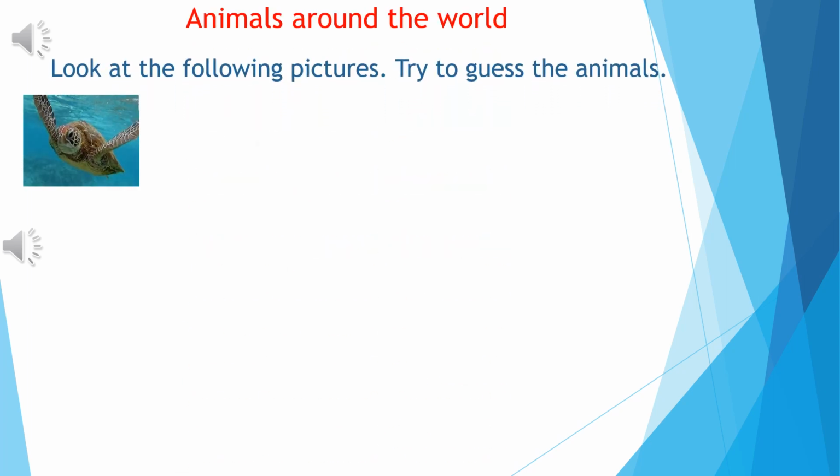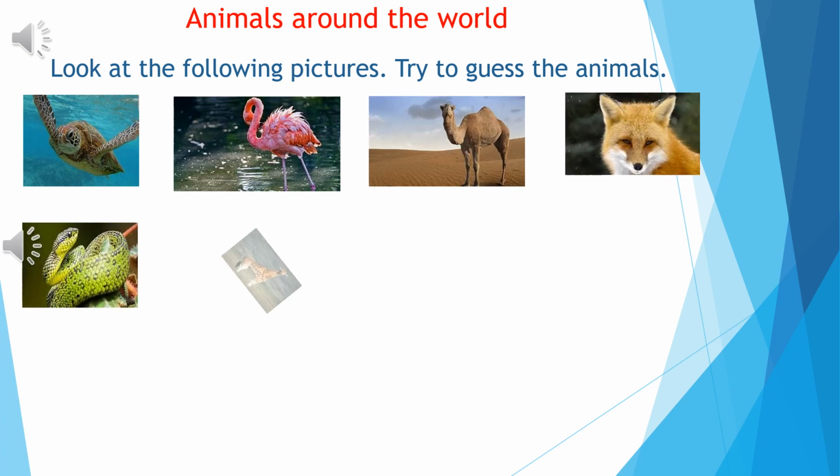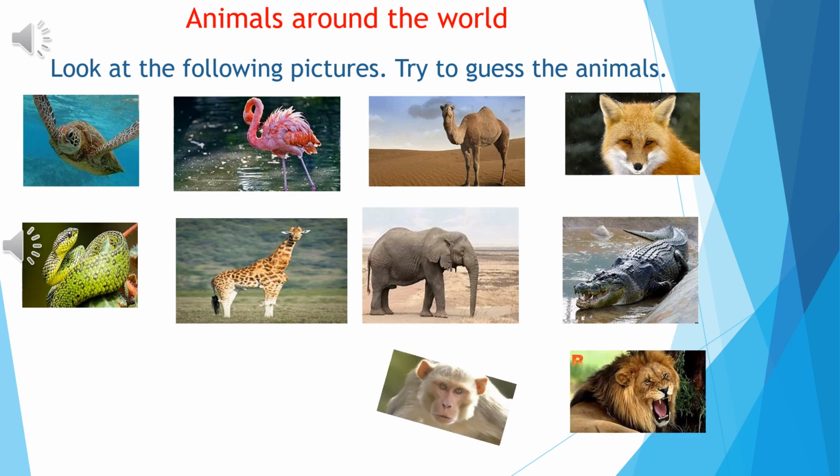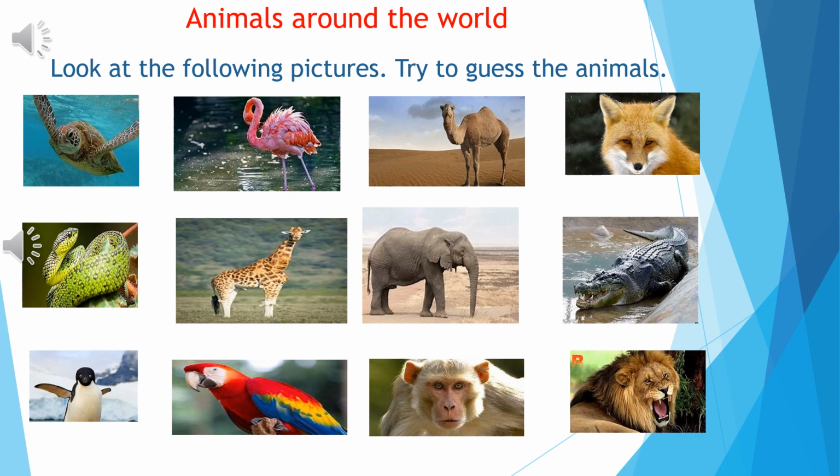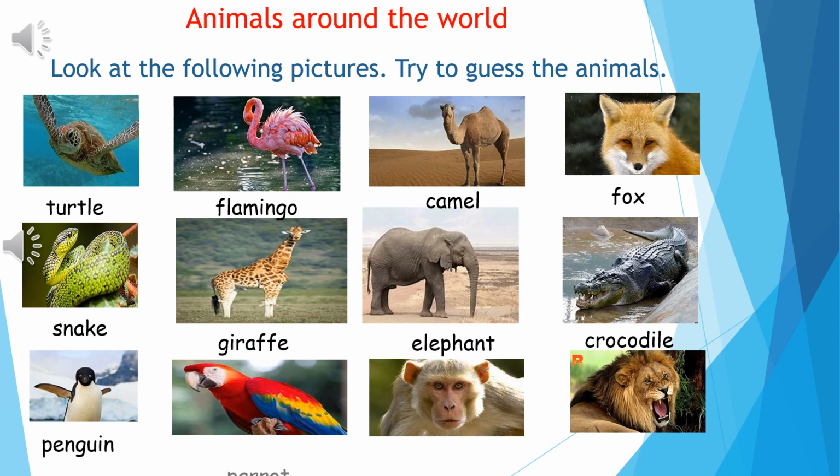Okay, now look at the following pictures. Try to guess the animals. Excellent. Super. Now let's read them together. Turtle, flamingo, camel, fox, snake, giraffe, elephant, crocodile, penguin, parrot, monkey, lion.